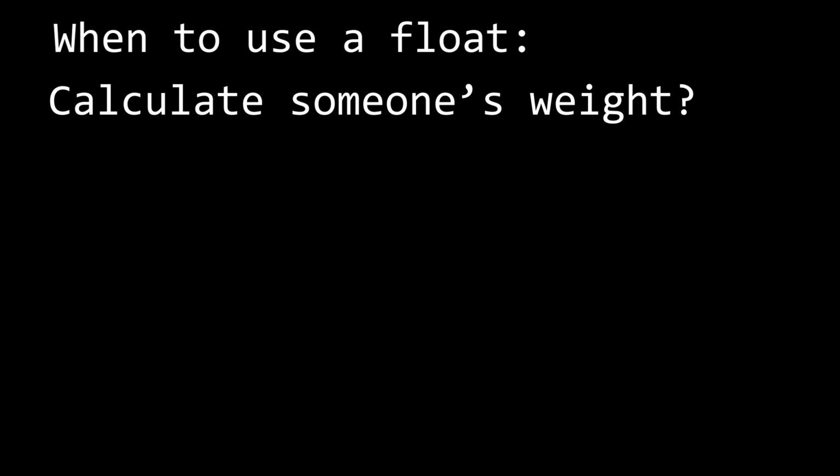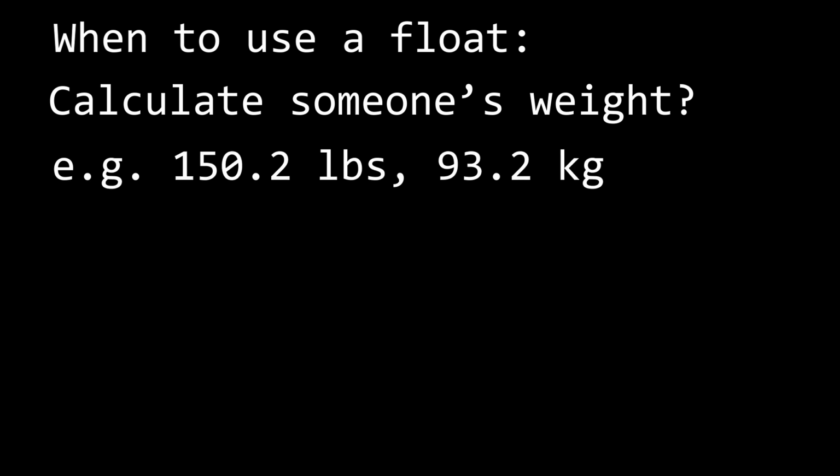Now let's go over some examples of when you would need to use a float. Maybe you want to calculate someone's weight. Your weight is not always going to be a whole number. It can be, but a lot of the time it's not. For example, your weight could be 150.2 pounds, or maybe 93.2 kilograms, or anything like that. That would be a good place to use a floating point number.